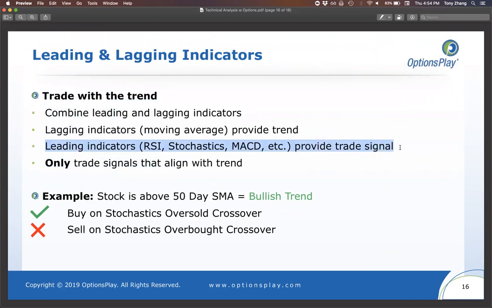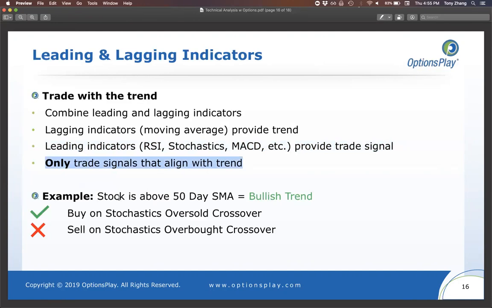And the leading indicator is a momentum indicator like RSI, Stochastics, MACD, any of these that provide the trade signal. And you only want to trade the signal that aligns with the trend. It doesn't happen very often, but when you do find that, that's when you get a high probability signal that allows you to buy a call or trade a debit spread.